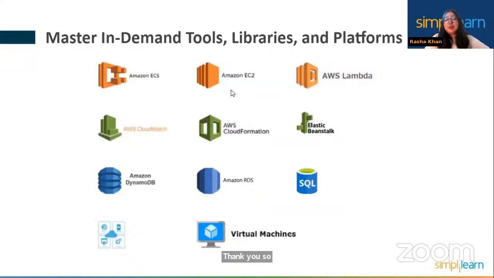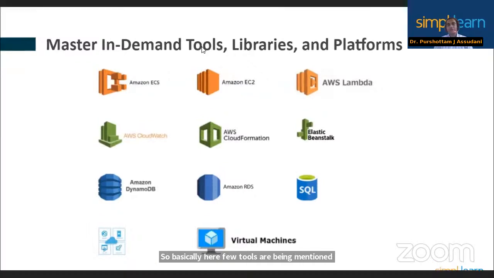Now, what are the tools, libraries, and platforms you'll be mastering in this AWS Cloud Architect Master's Program? So basically here, a few tools are mentioned, but you will learn a lot of tools other than these also. Just to name a few, as I mentioned here, you will learn about EC2, which is a compute service. If you see the first row, it talks about ECS, EC2, Lambda. So all these are compute services.